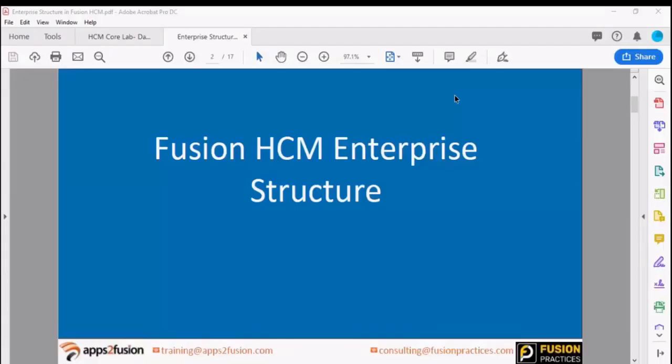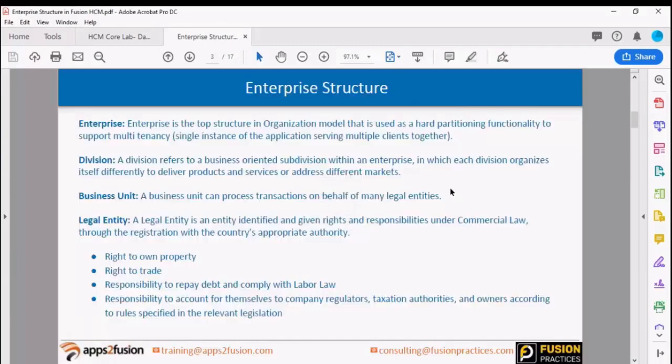So the next topic which we are going to start is enterprise structure. We have different objects in applications. Like we have enterprise, we have divisions, we have legal entity. So we'll see what those different objects are, and if we want to configure them, what are the different ways by which we can actually create those objects in the system. First of all is enterprise.